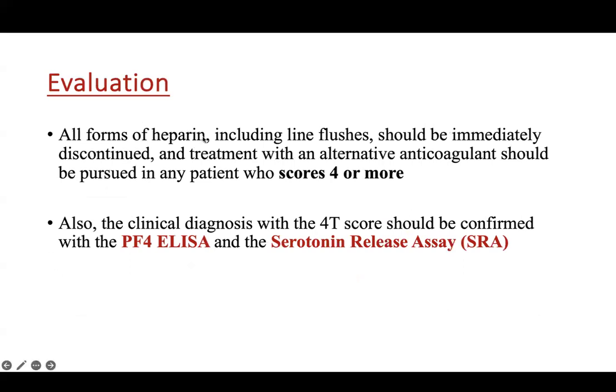On evaluation, all forms of heparin. So whenever you suspect a heparin-induced thrombocytopenia, all forms of heparin, including line flushes, should be immediately discontinued, and treatment with an alternate anticoagulant should be pursued in any patient who scores 4 or more.